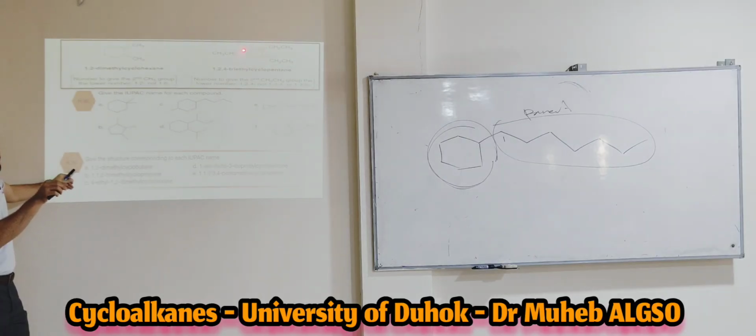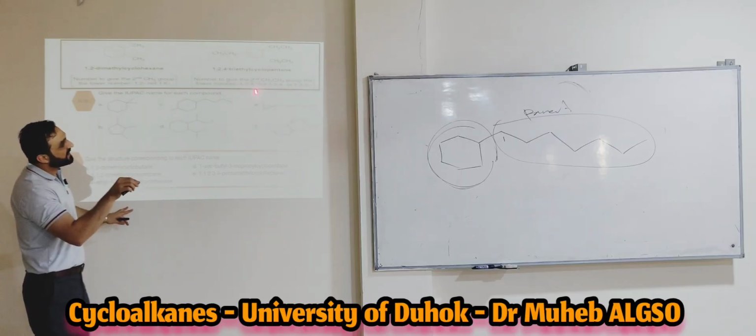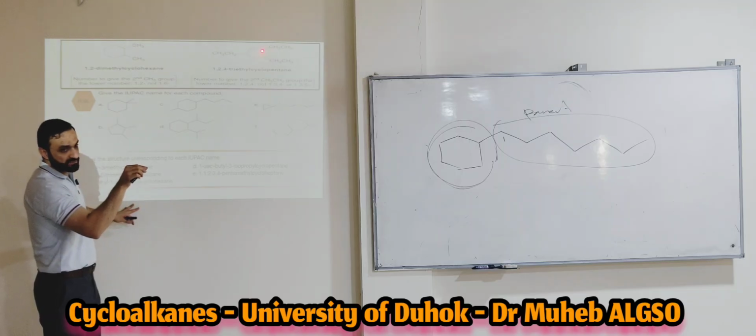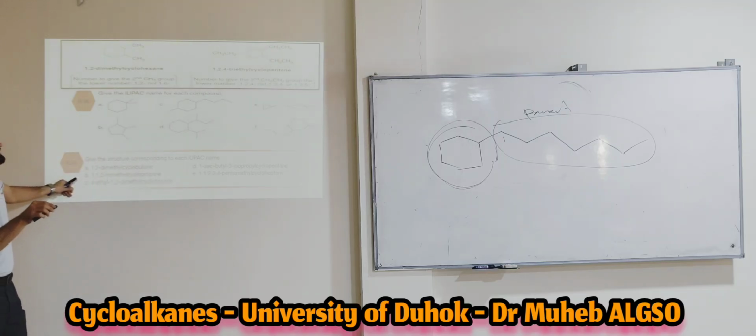1, 2, 3, 4. Okay, look here. Number to give the second ethyl group the lower number. That means if you go 1, 2, 4 like this, 1, 2, 3, 4, not 1, 2, 3, this 3 and 4. Okay? Tamam? Give the second substituent the lower number.